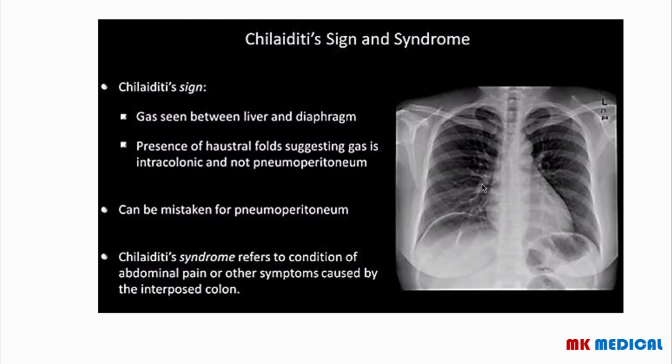The last slide that I will show you is, of course, Chilaiditi sign. This is known as gas that's seen between the liver and the diaphragm. It may sometimes confuse you, or you may mistake this for a pneumoperitoneum, but this is simply due to the presence of a haustral fold suggesting gas in the colon, and this gas is not really in the peritoneum. So you should be wary of this condition and not let it confuse you into thinking it's air under the diaphragm. It could just be a loop of bowel that has air. It's obviously going to be seen between the liver and the diaphragm.